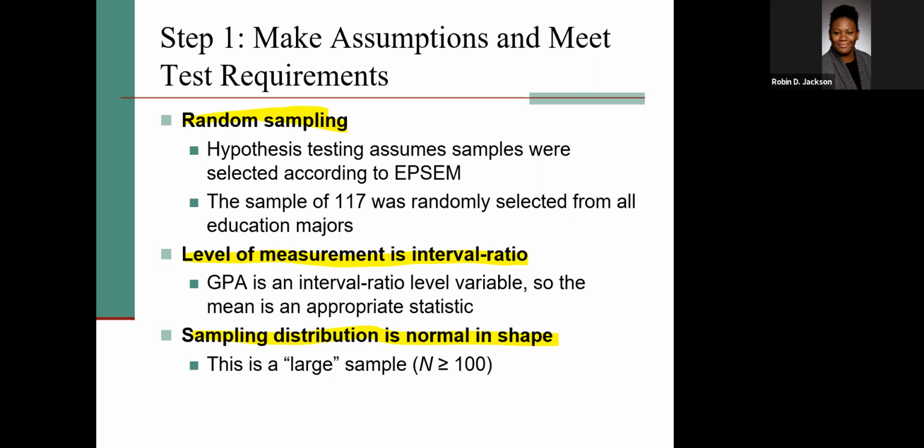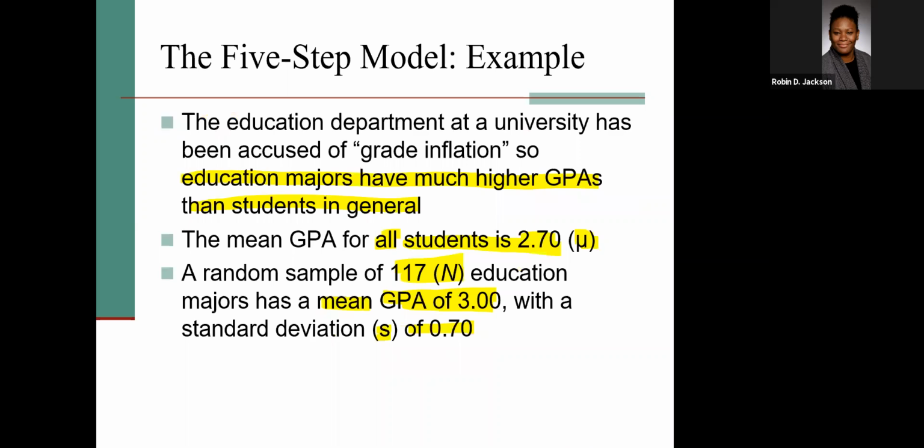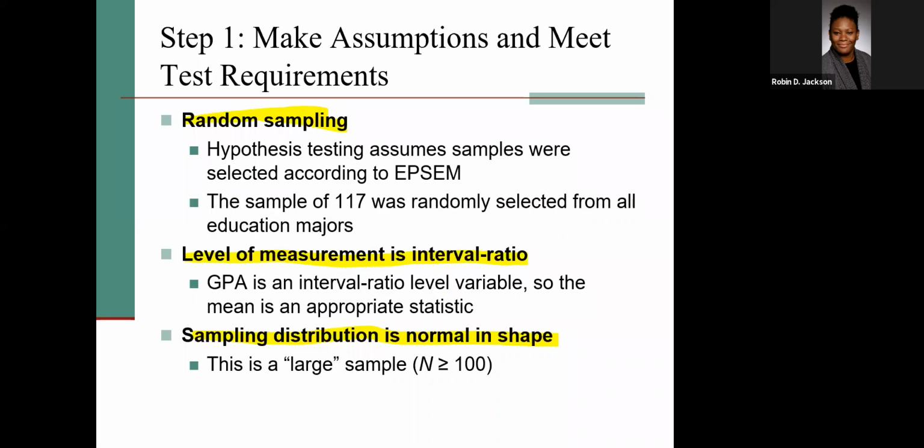Now, sampling distribution. This is basically chapter 6 again: the distribution of all possible sample means is normal in shape. This is what allows us to use the standardized normal distribution to find areas under the sampling distribution.